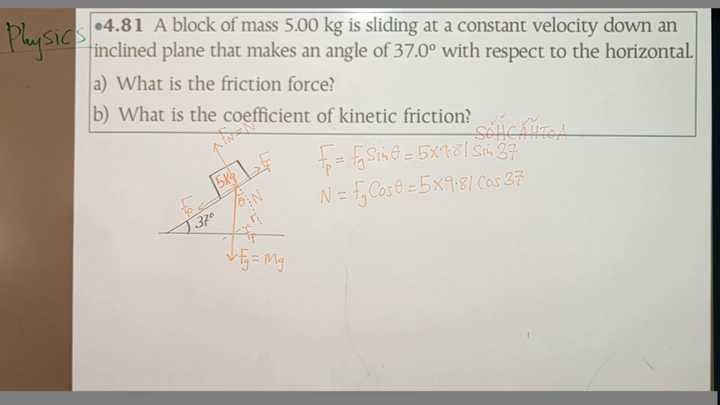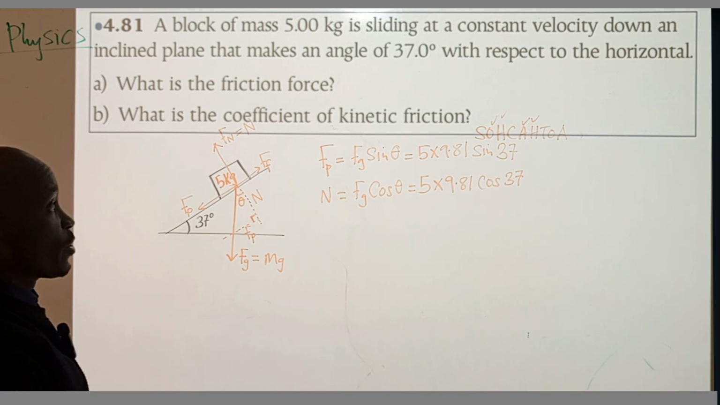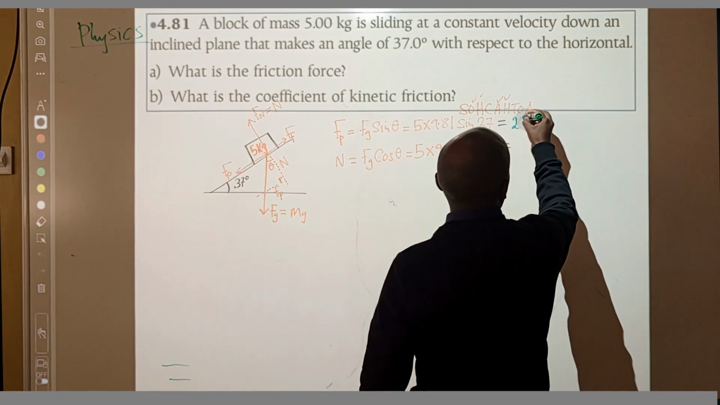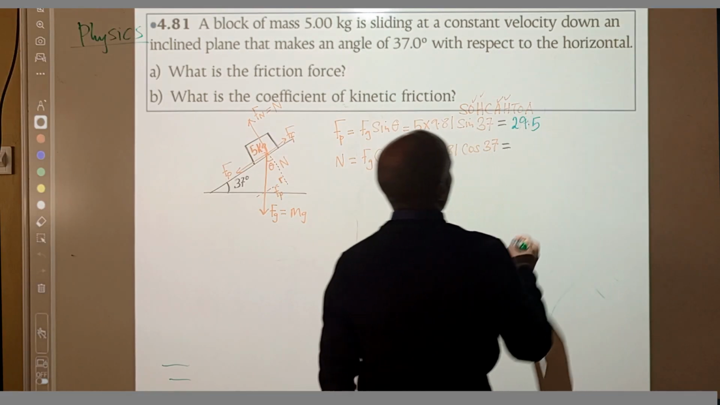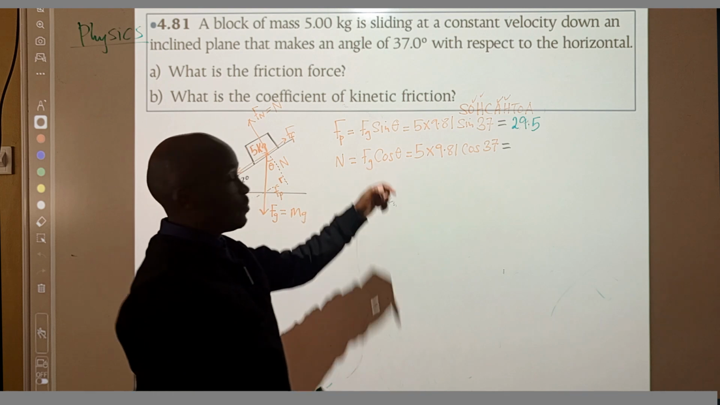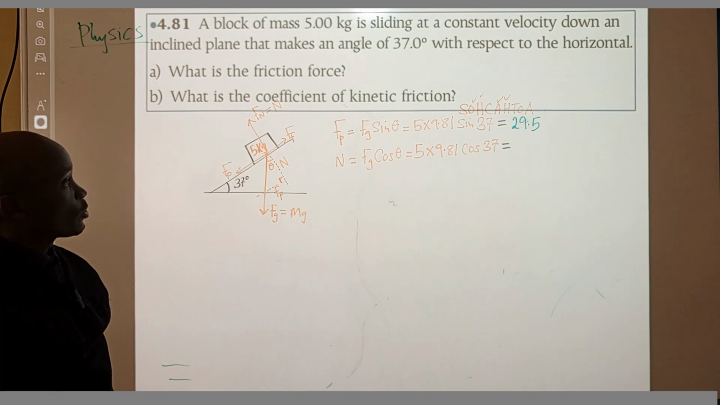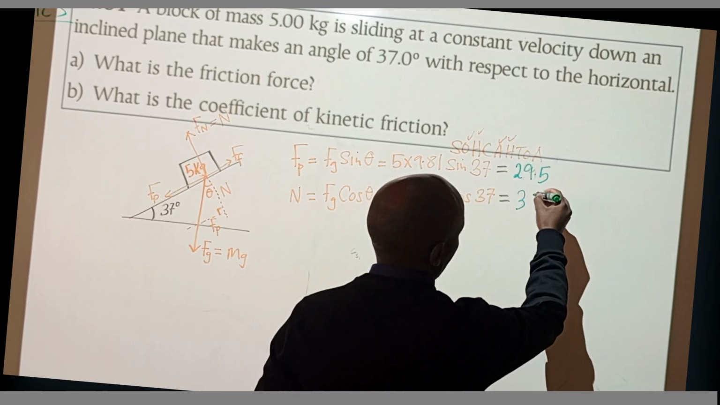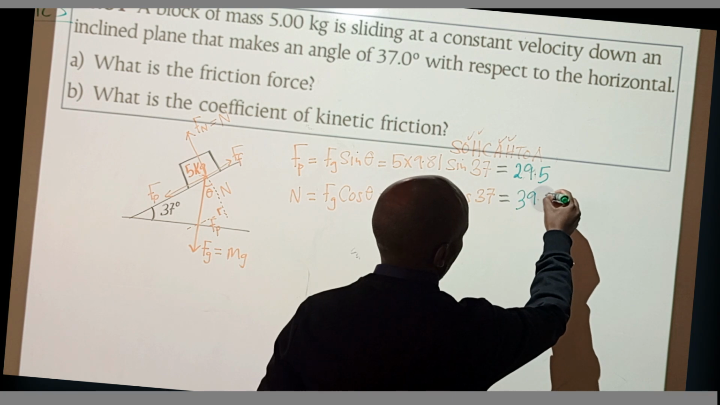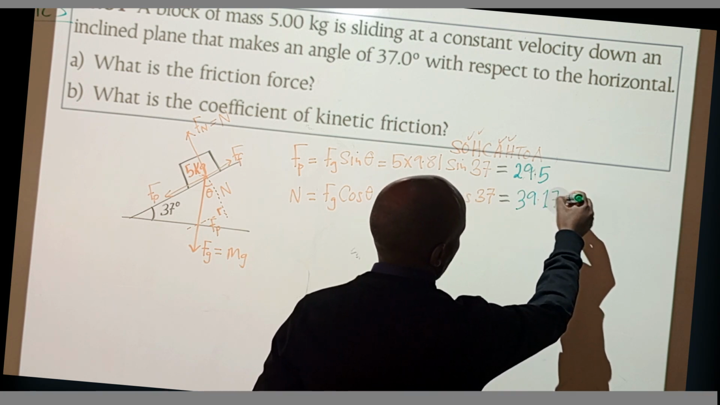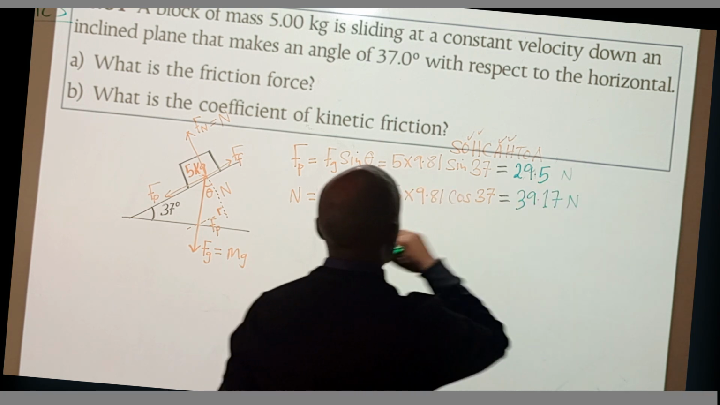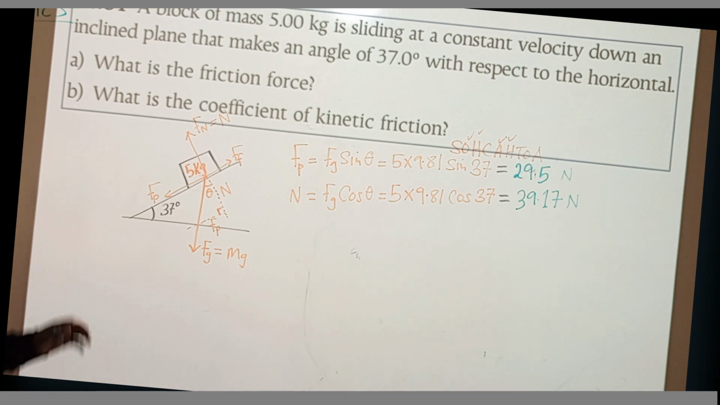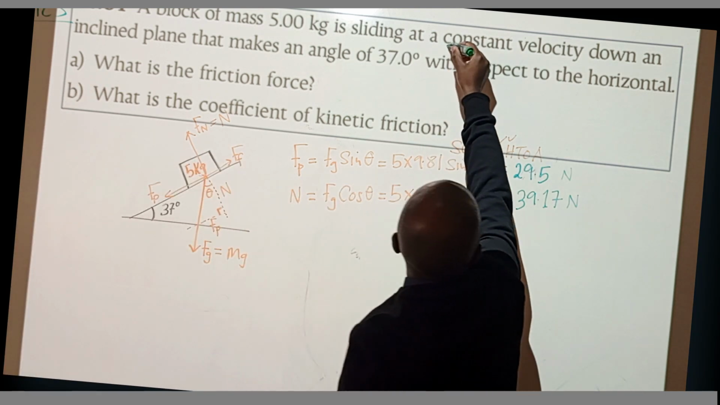So can we have those values with your calculator? Give me these two values. So Fp is 29.5. All right. And what about this other one for the normal reaction force? So it is 39.117 newtons.